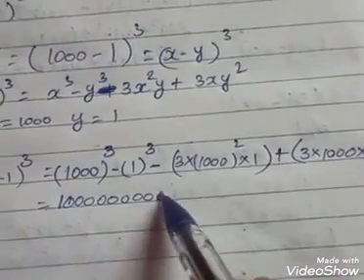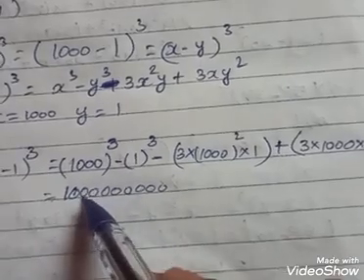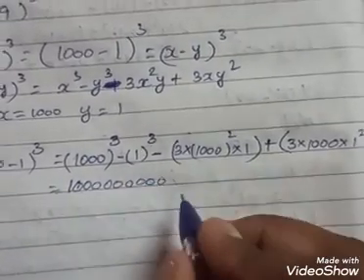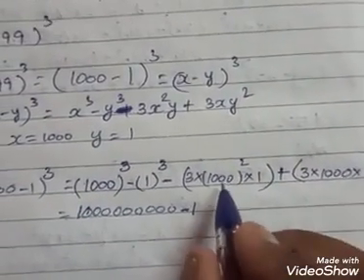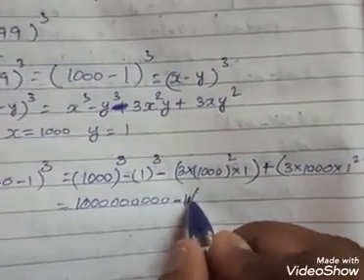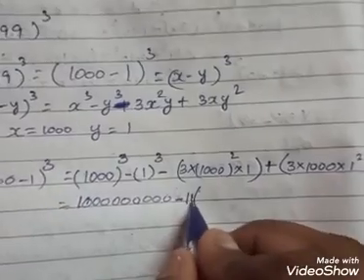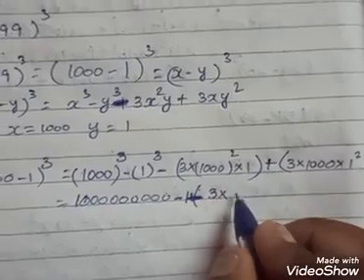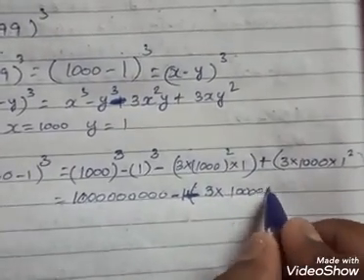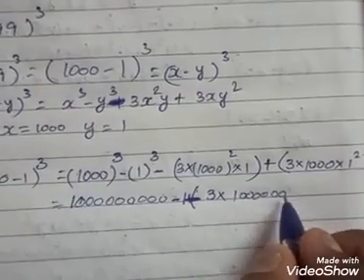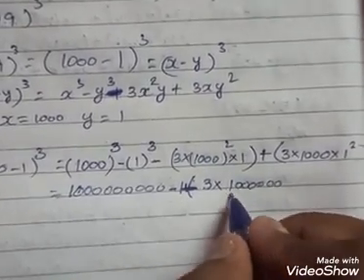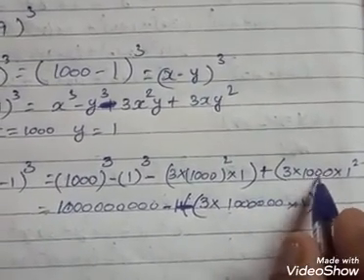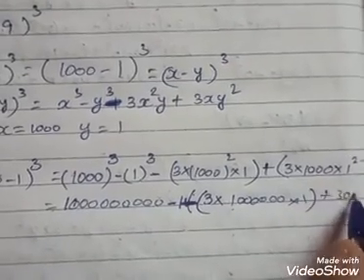Now what's the value? Ones, tens, hundreds, thousands, ten thousands, lakhs, 10 lakhs, crore, 10 crore and 100 crore. It should be 100 crore. And 1 cubed gives 1, so minus 1. Minus 3 into 1000 squared, where the zeros are doubled, it should be 10 lakh into 1. Now 3 into 1000 is 3000, and 1 squared is the same, so it should be 3000.